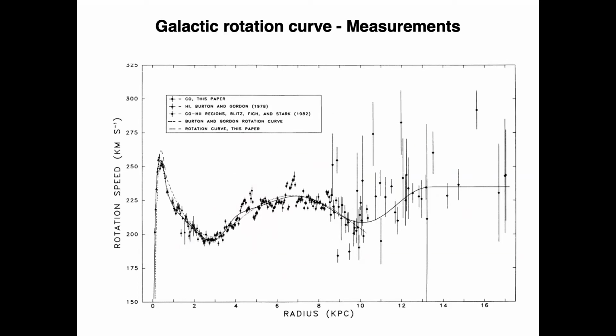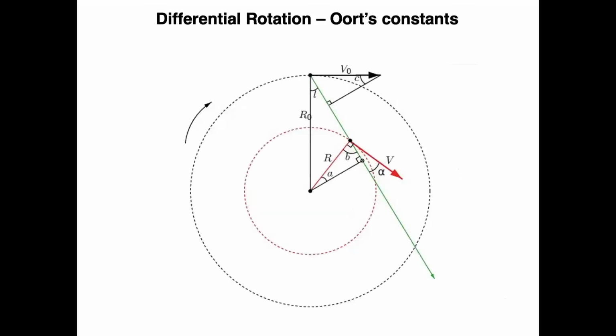Let's understand how to extract that from observations. Basically, what we want to know is the differential rotation of our galaxy. That was an analysis done by Oort. Let's see how Oort did that. Famously, he defined the two constants called Oort's constants, A and B.